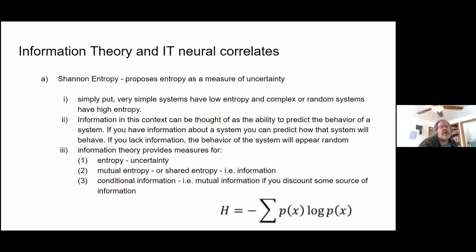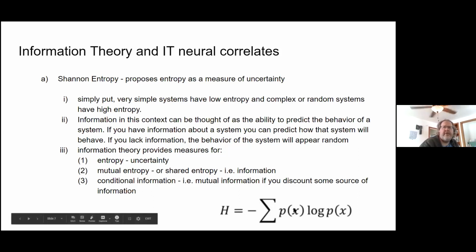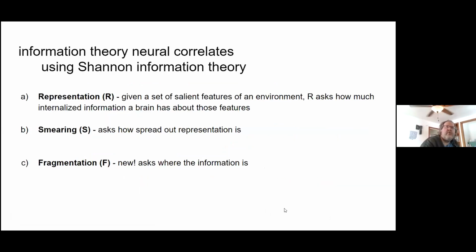It's how much one system knows about another system. Then there's conditional entropy, which is mutual entropy if you discount some source of entropy. And this formula down here on the bottom, this magical looking thing, is how you determine entropy. Everything is based on doing this a lot.